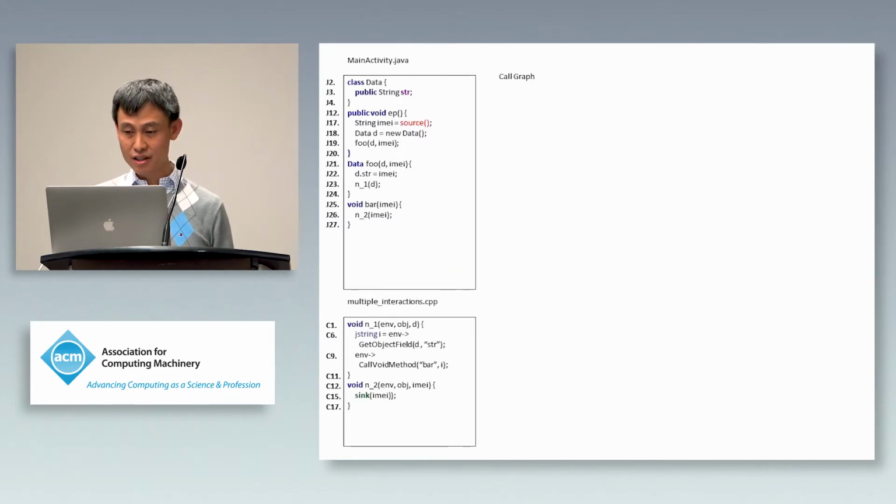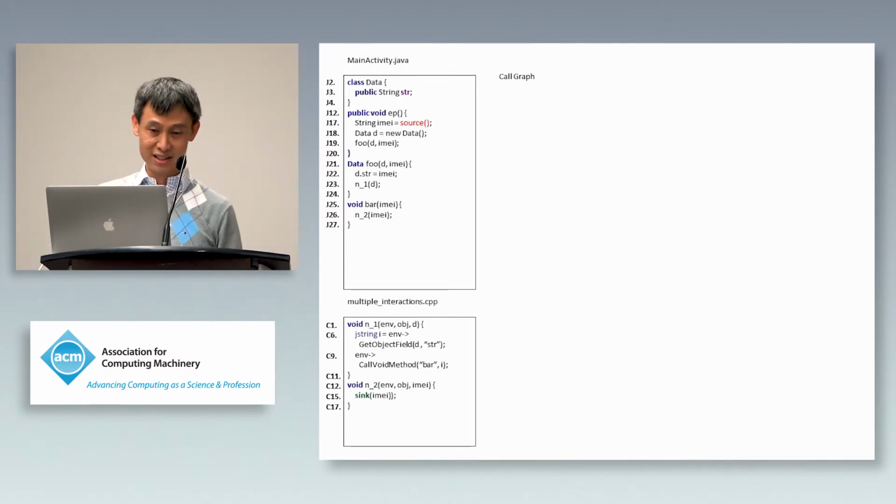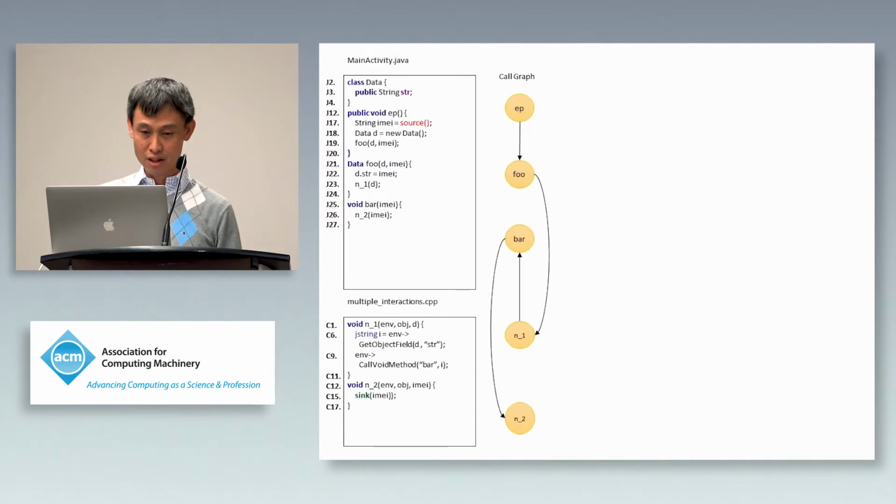So here's a quick example. This is a simplified example of what we have seen in the previous example. So you have a call graph of this potentially problematic app. You have a source here, and then there's a sink there.